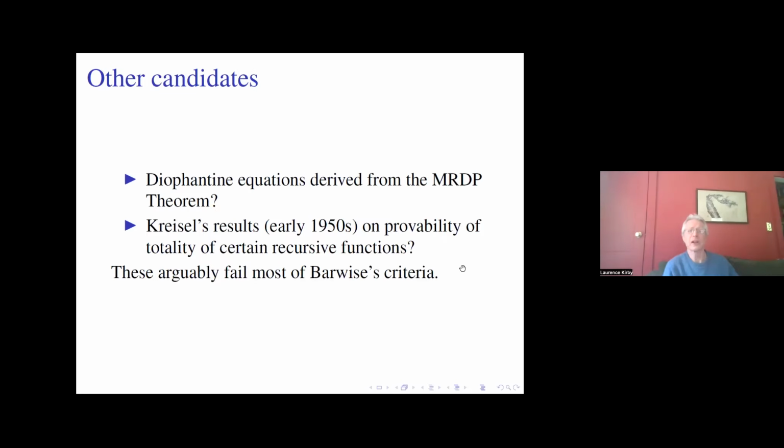And my last slide is just to mention a couple other candidates, which are serious candidates that I haven't had time to address. Early mathematical independence results. First, certainly from the universal Diophantine equations, from the MRDP theorem, you can get a Diophantine independent statement. Arguably, I think you're coding logical notions, and they're certainly not simple, and they certainly weren't in the 70s.